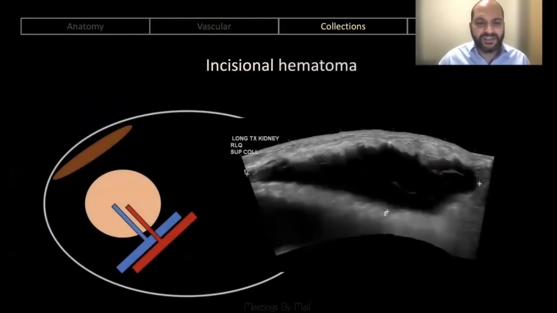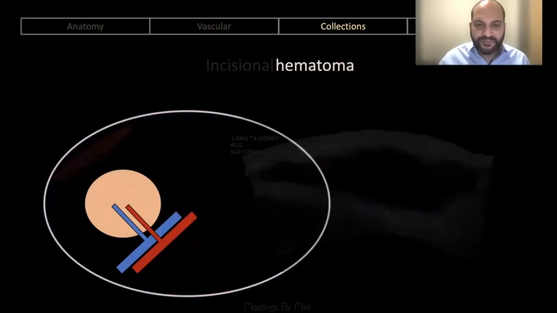So let's look at an incisional collection here. Here's a body. You can see the graft here with the arterial and venous anastomoses. And then here you can see this incisional collection. These usually don't amount to a whole lot. They typically resolve by themselves. Maybe they can become infected, but that's about the extent to which one needs to worry about an incisional collection.